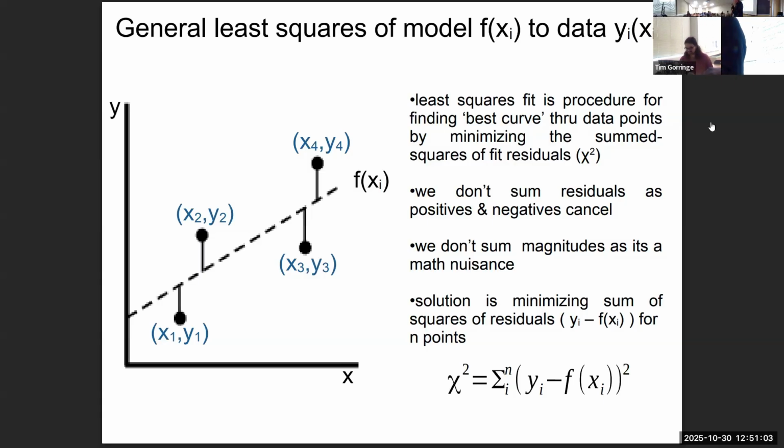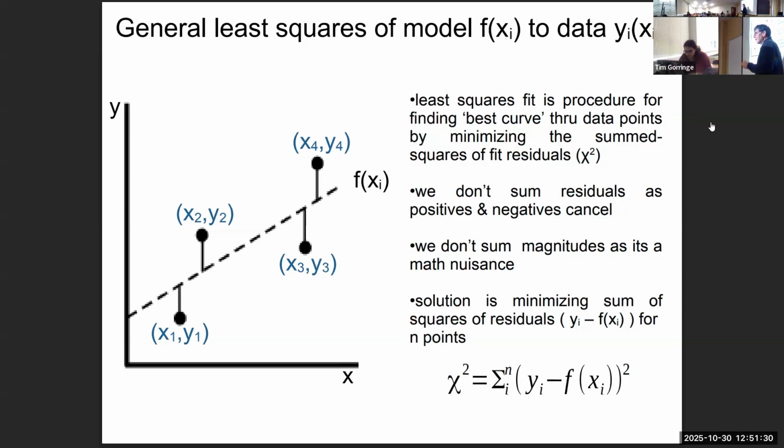One scheme might be to say, well, we're going to try and minimize the sum of these differences. I'm going to call them residuals. They're the residual between the measured value and the model value from the straight line. So we could say I'm going to try and minimize the sum of the residuals. That would be the best straight line.